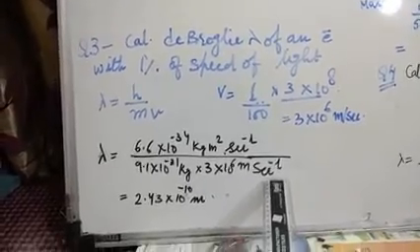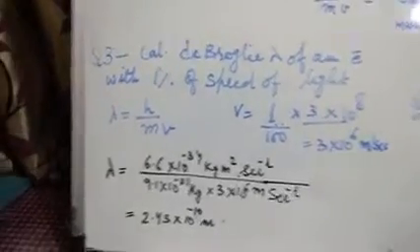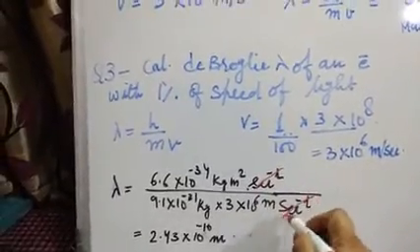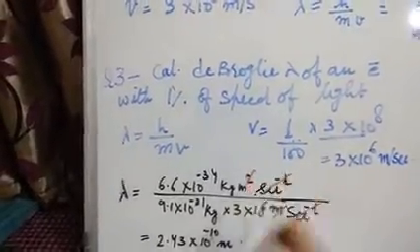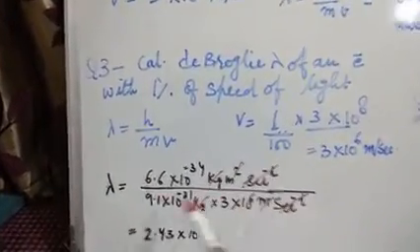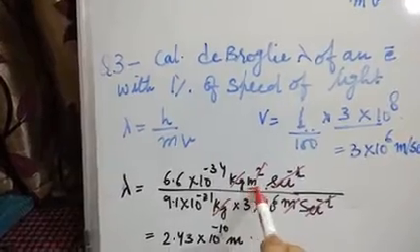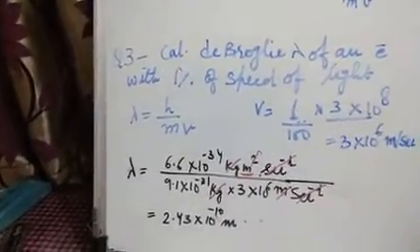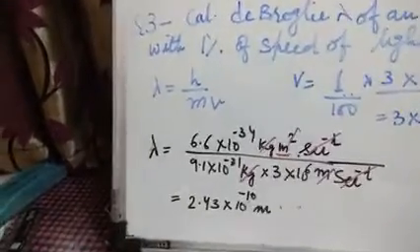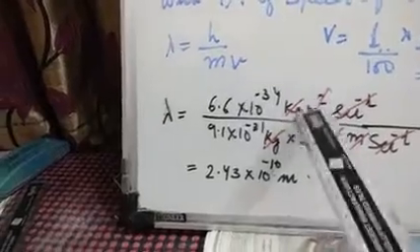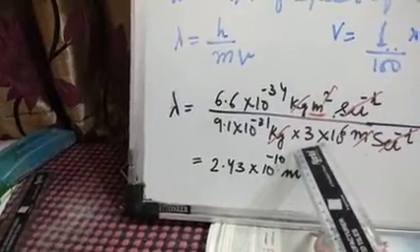In this way, students, these two will get cancelled out. Second inverse get cancelled out. Meter will be cancelled. Kg will also get cancelled. And finally, we will get the unit only meter. So, answer will be 2.43 into 10 raised to the power minus 10 meter. You calculate by yourself, students.